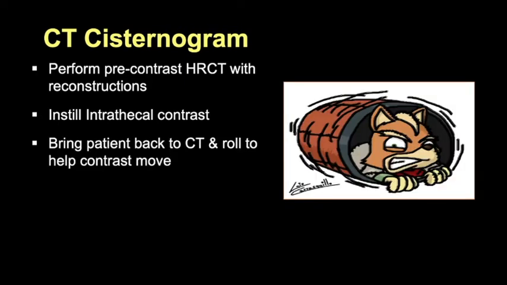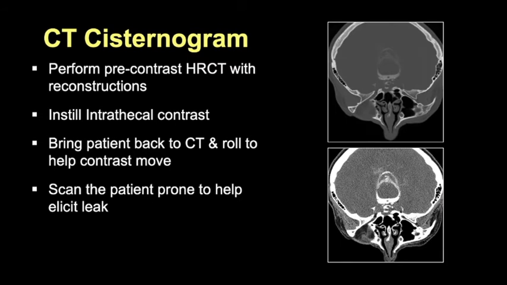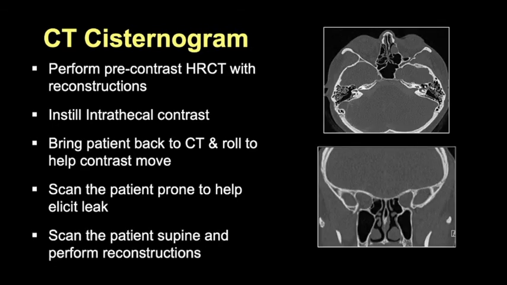Then the patient is brought back to CT, and just prior to scanning, the patient should roll around completely 360 degrees on the table and then perform a prone head-hanging maneuver for a minute off the edge of the scanner in an attempt to provoke a leak. Next, the patient is initially scanned in that prone position in an effort to elicit a leak. And then finally, the patient's rolled back to the supine position, rescanned in their initial position, the same as the initial scan, with soft tissue coronal and sagittal reformations performed so that the pre and post contrast images can be compared side by side, apples to apples.